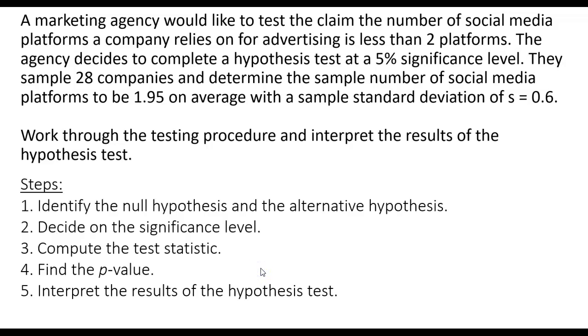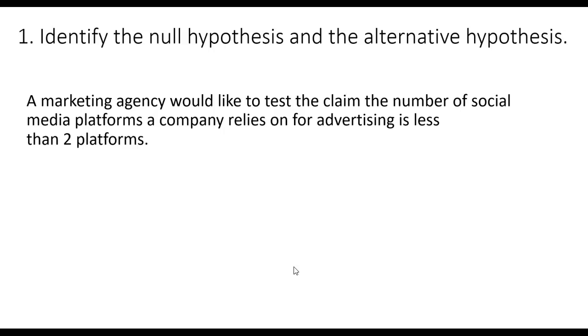Remember those steps. The first is to identify the null and the alternative hypothesis. Next, we will decide on the significance level. We'll compute the test statistic. We will find the p-value, and then we will use that information to interpret the results of this hypothesis test. Let's jump in. First, the null and alternative hypothesis.